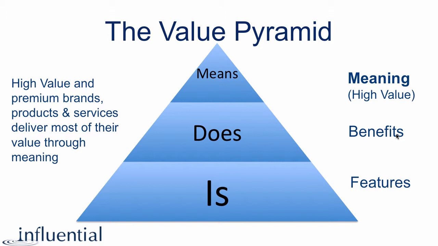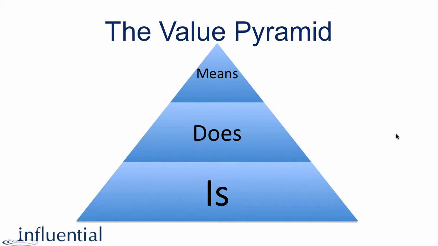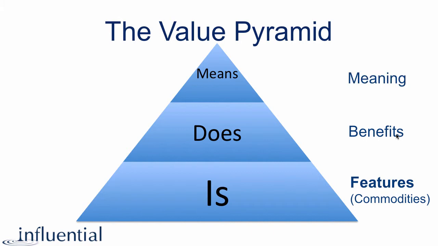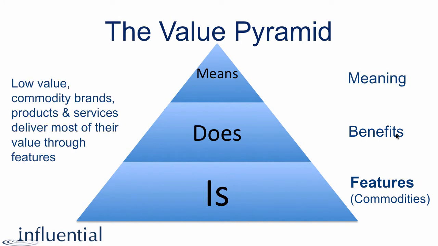And I'll have another video where I give a lot more examples of how different products deliver value through meaning. But for now, let's move forward and talk about low value products, because obviously where we've got high value products, we've got to have low value products as well. And low value products deliver most of their value through features, and they're commodities. So if you want to buy a ton of steel, then you care about the features. It needs to weigh a ton. It needs to be of a specific grade of steel.